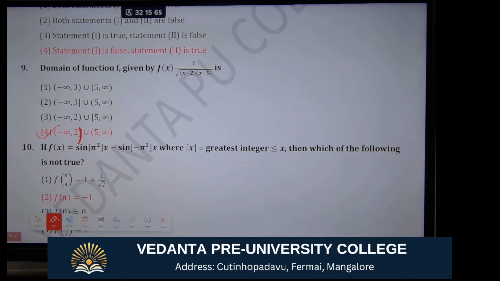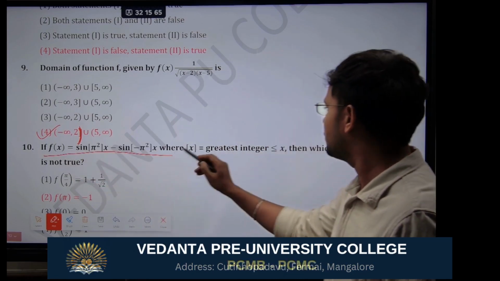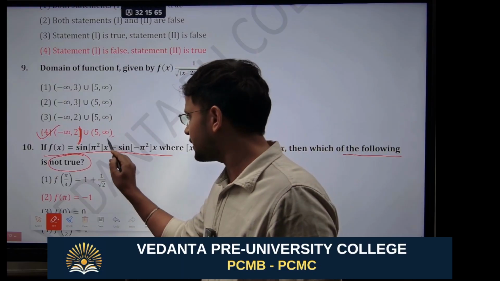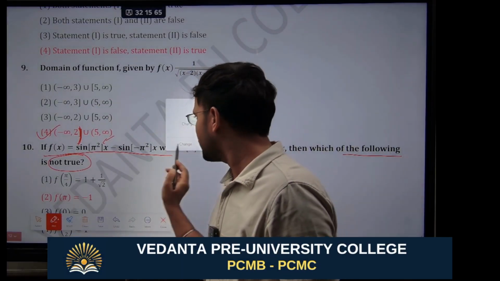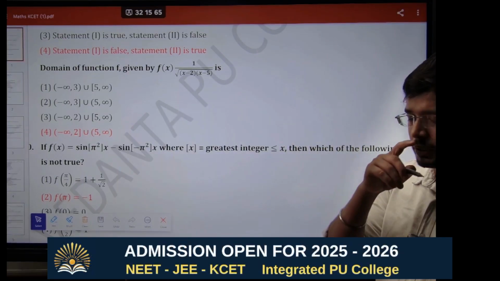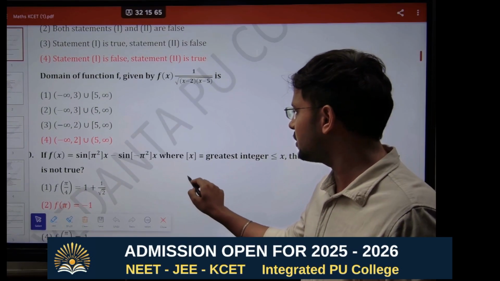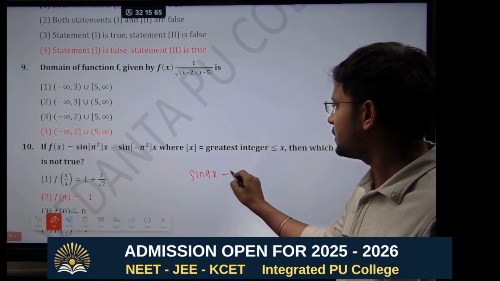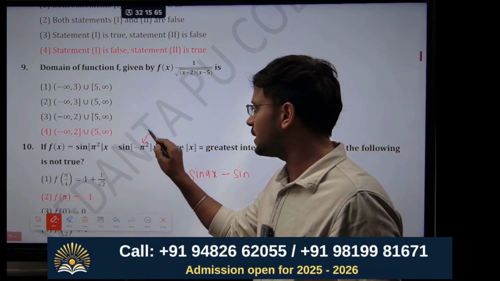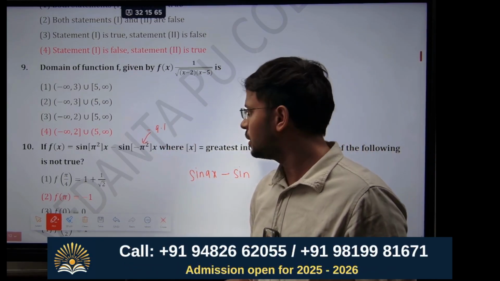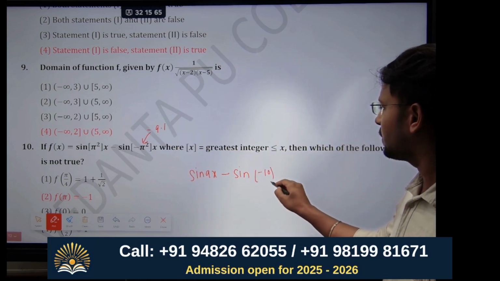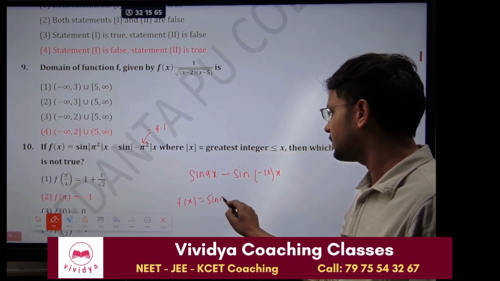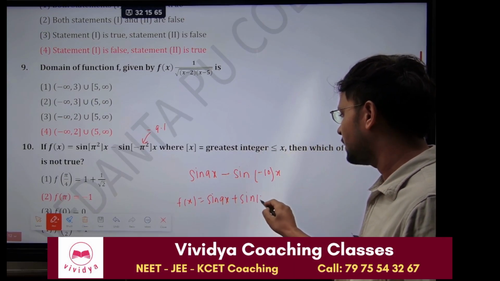Now again see question number 10. This is the function. I have to find which of the following is not true. This is a greatest integer function. What is pi square? I know that pi is 3.14, so pi square is 9 point something. So what is the greatest integer of 9 point something? It will be 9. So this will be sine 9x. This will be minus sine. This is again minus 9 point something. Let's say minus 9.1. So what is the greatest integer? Minus 10. So the function is going to be basically sine 9x plus sine 10x.